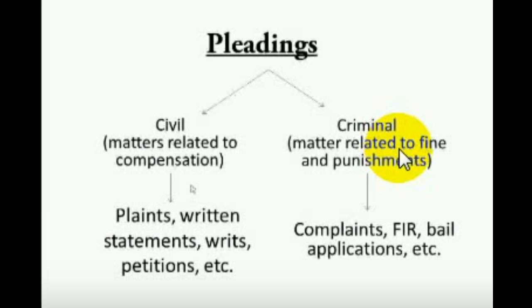Those matters in which compensations are demanded, and in criminal matters fines and punishments are there. Civil matters deal with plaints, written statements, writs, petitions, etc. Like that, and in criminal matters complaints, FIR, bail applications are there. So we will study in this video how to write plaint and written statement.